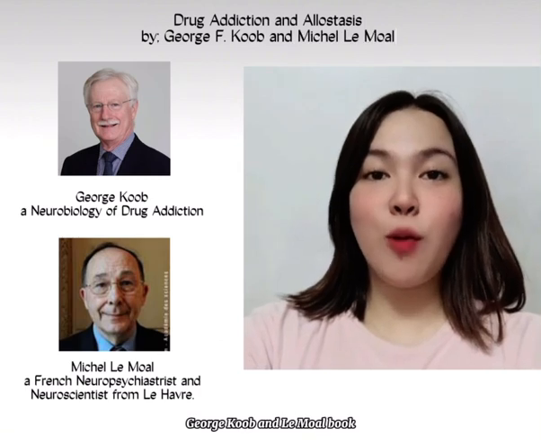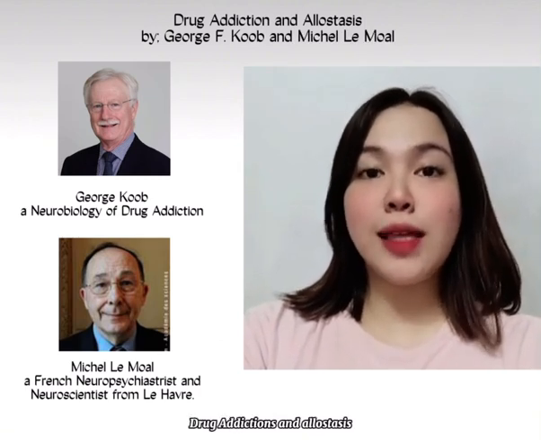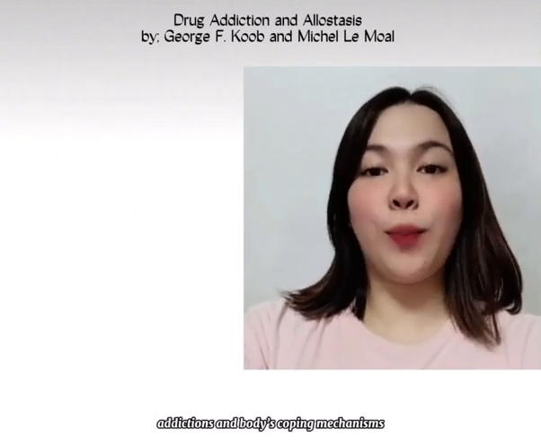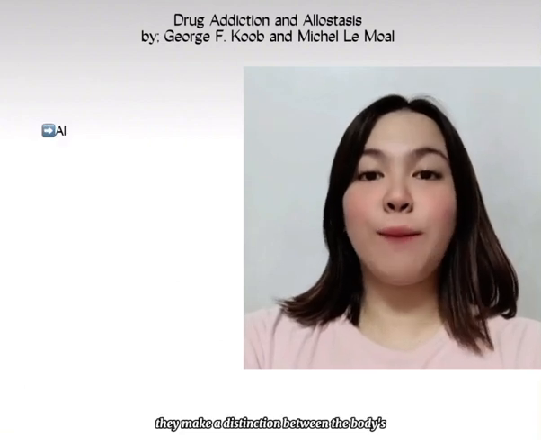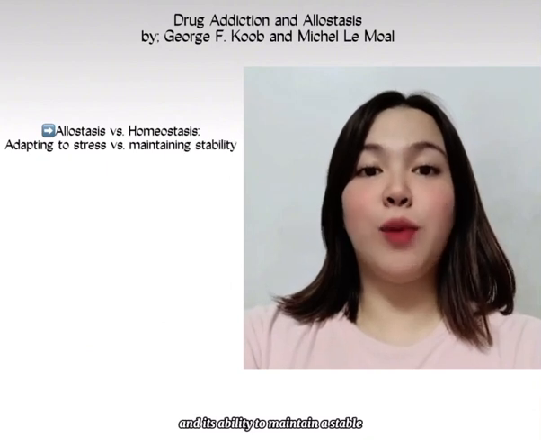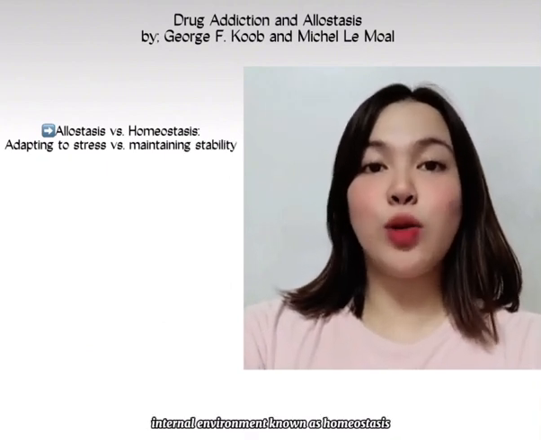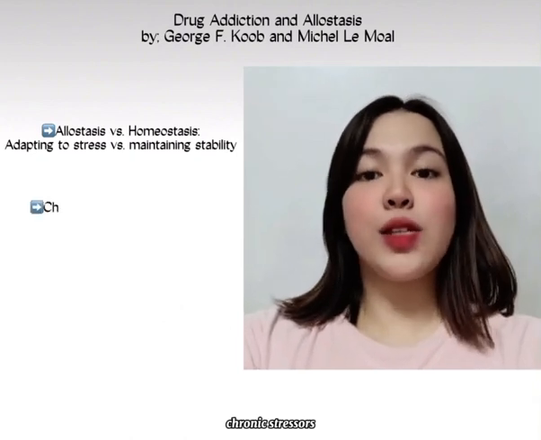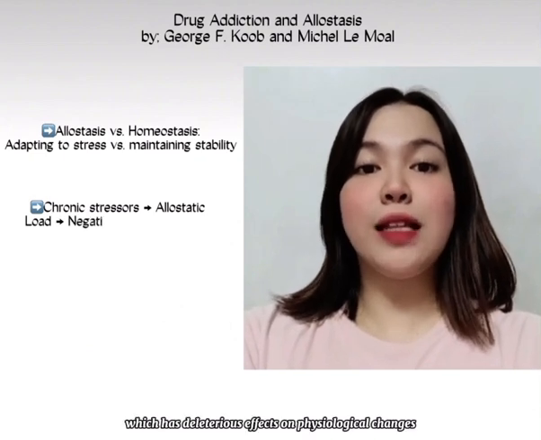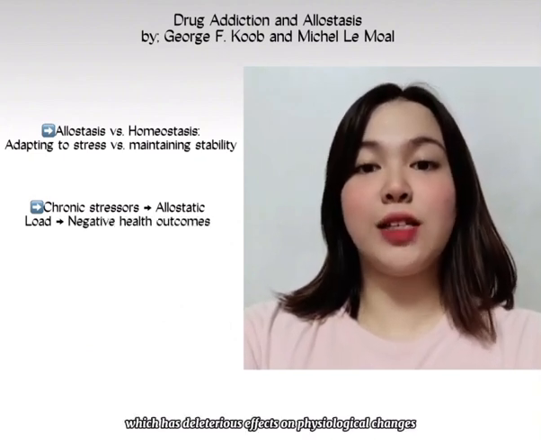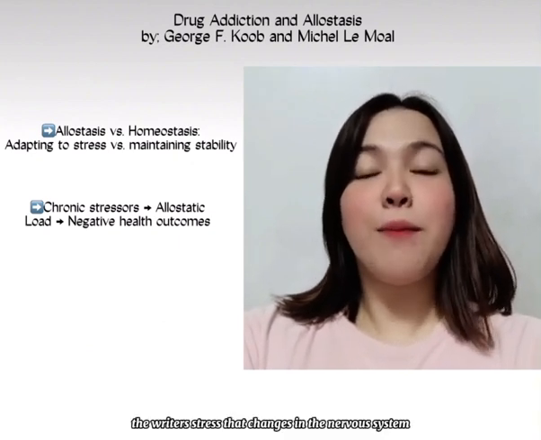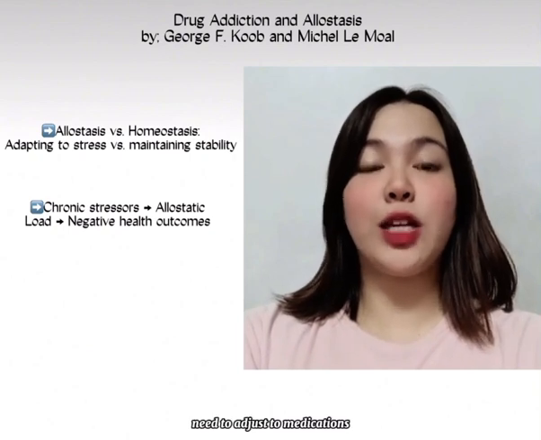George Koob and Michel Le Moal's chapter Drug Addiction and Allostasis delves into the connection between stress, addiction, and the body's coping mechanisms. They make a distinction between the body's ability to adjust to stimuli and its ability to maintain a stable internal environment, known as homeostasis. Chronic stressors, such as substance use related stressors, raise allostatic load, which has deleterious effects on physiological changes and health outcomes. The writers stress that changes in the nervous system may result from the ongoing need to adjust to medications.